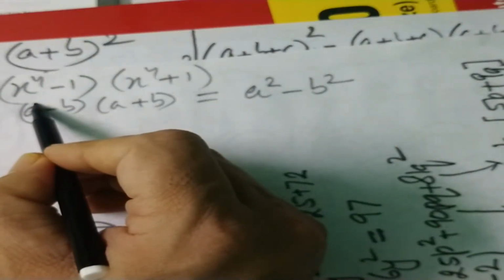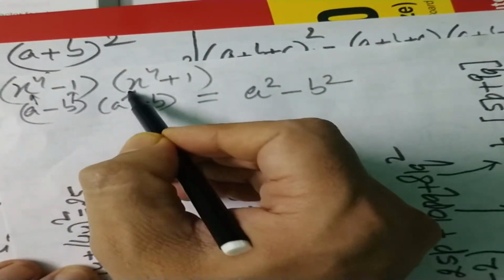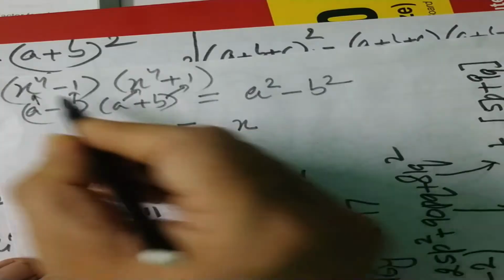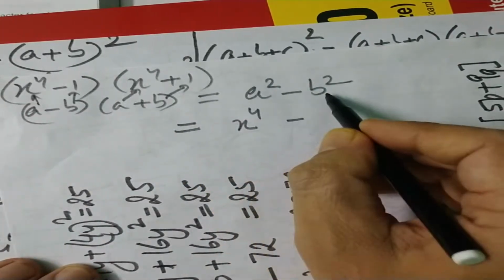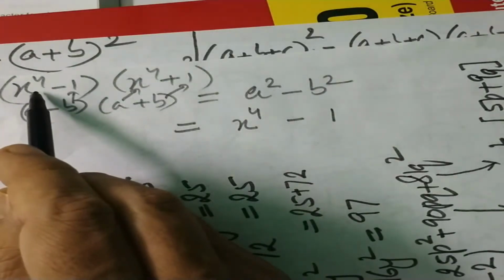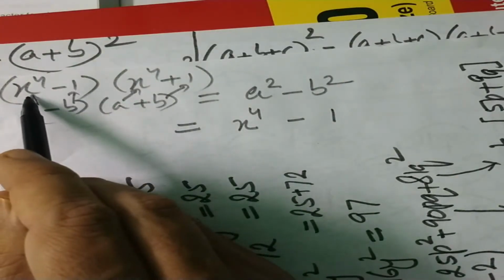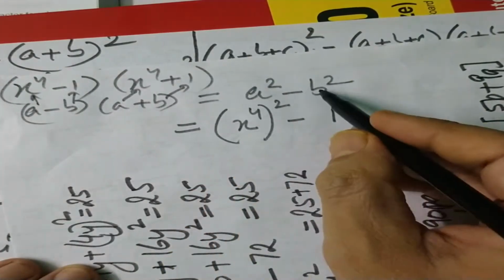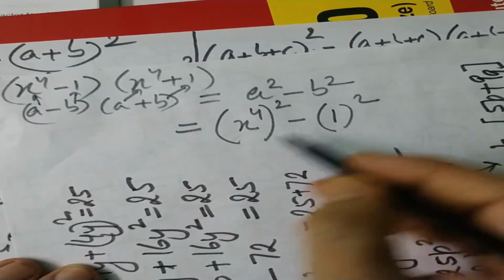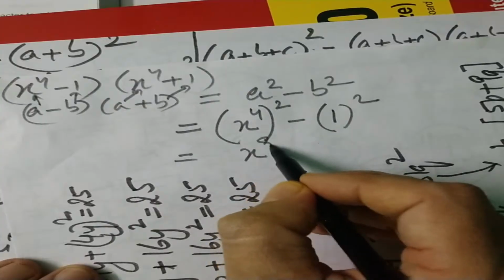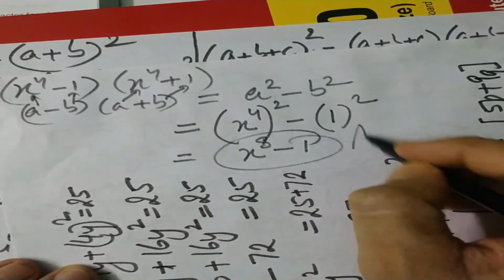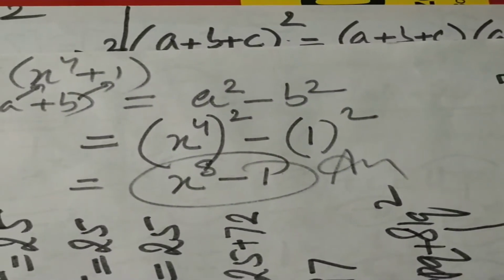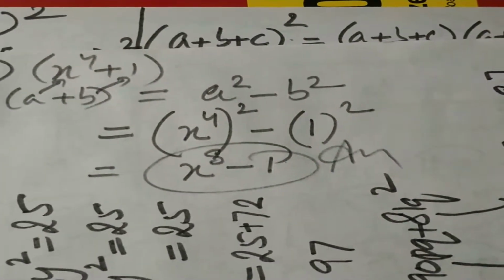So what is a? A is this, b is this. So I have to just write a square. So a square means this is a and b is 1. See, a is x power 4 I have written, but I have to write a square, so I will do its square. b is 1, so I will do its square also. So finally the answer becomes x power 8 minus 1. This is the answer. Now how did it become 8? 4 and 2 will multiply. So x power 8 minus 1.